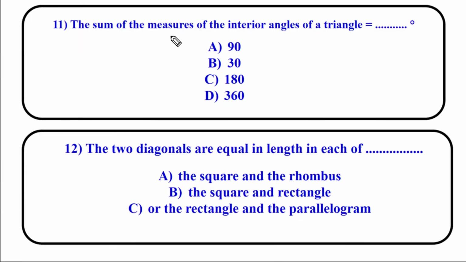Next, the sum of the measures of the interior angles of any triangle equals what, guys? We studied before, it equals 180 degrees. So the correct answer is C.